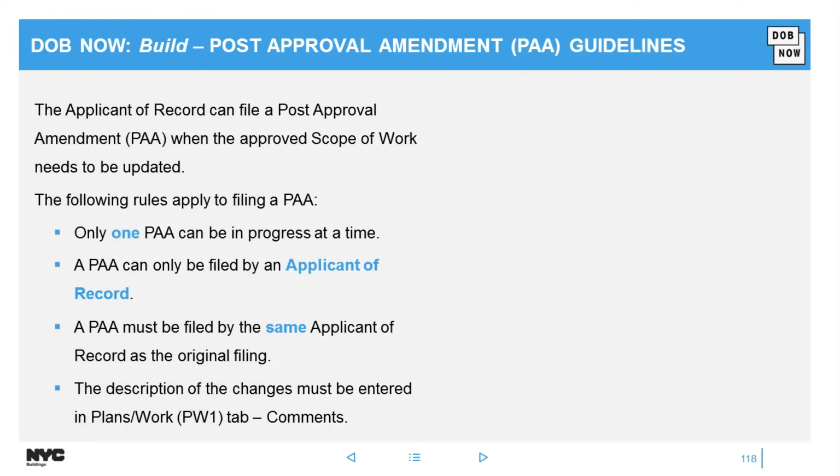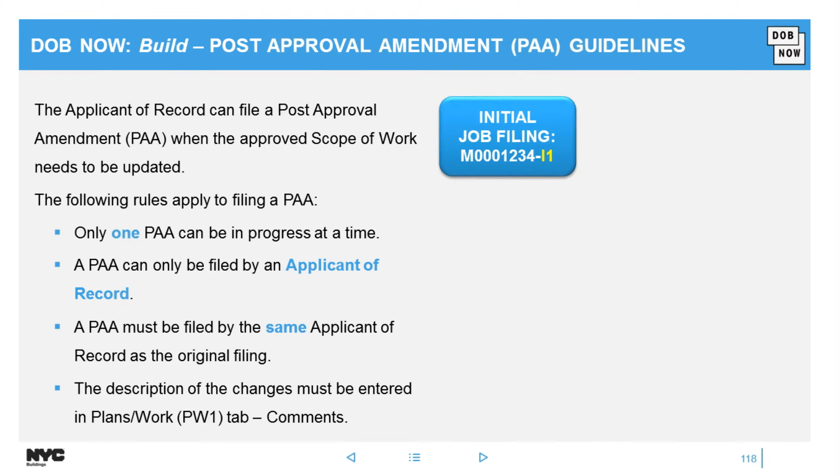PAAs. So the rules for the PAA did not change, it's just how you're doing it. Again, it's the same: only one PAA can be in progress at a time, it can only be filed by the applicant, and it must be filed by the same applicant of record as the original filing. And when I was completing the original job filing, I said that you enter the comments at the bottom of that PW1 section I had there.